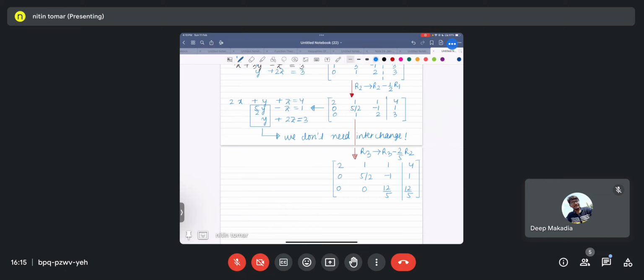Okay. So what is your Z here? We apply back substitution in the last, as we do for naive Gaussian elimination. So Z is 1. What about Y? Y is 5 by 2 y, minus Z equal to 1. What does it imply? 5 by 2 y is equal to 2.